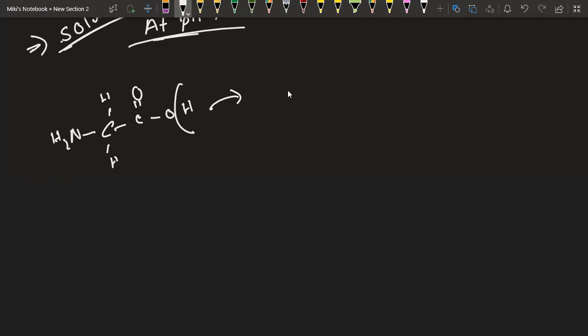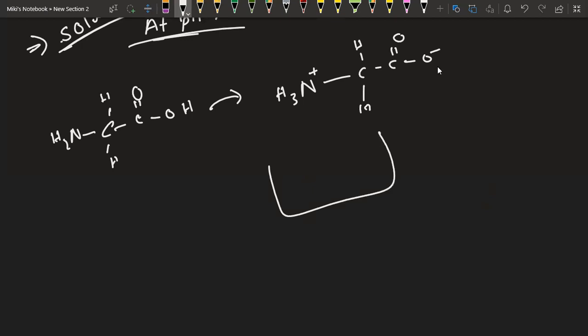In the equilibrium at pH 7, the NH2 will gain an H plus, and the hydrogen received by the NH2 is from the carboxylic acid. That means the overall charge is O minus and NH3 plus. It donated not an electron but a hydrogen ion, and this gained an H plus ion. The overall charge is minus 1 and plus 1, that means 0.